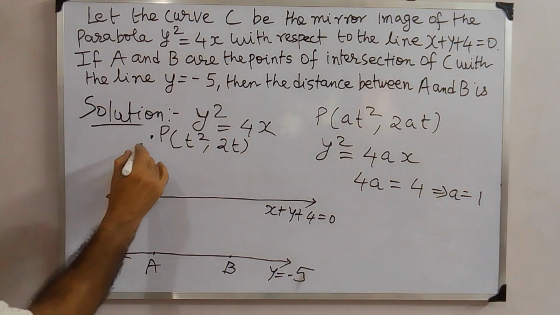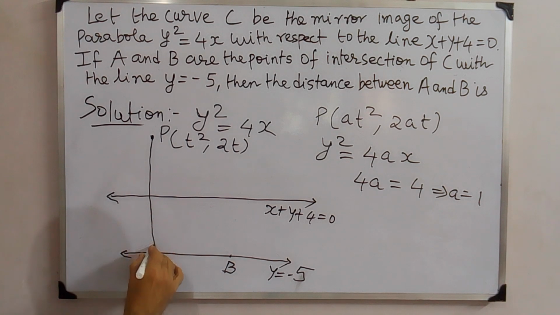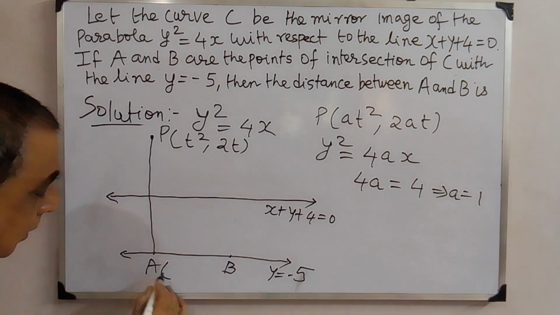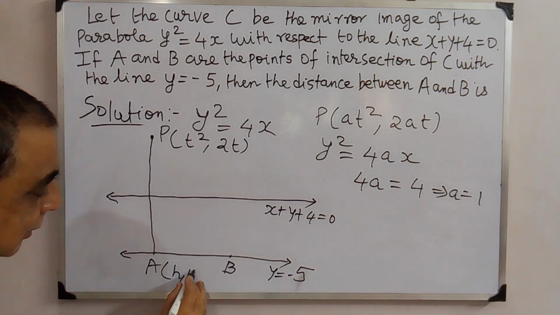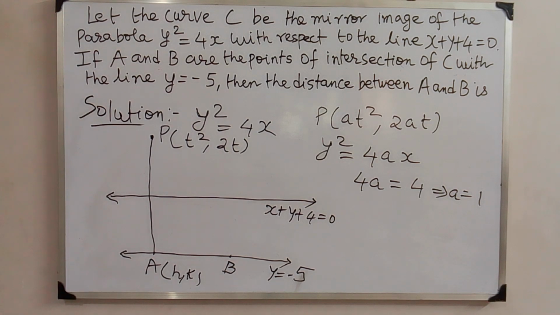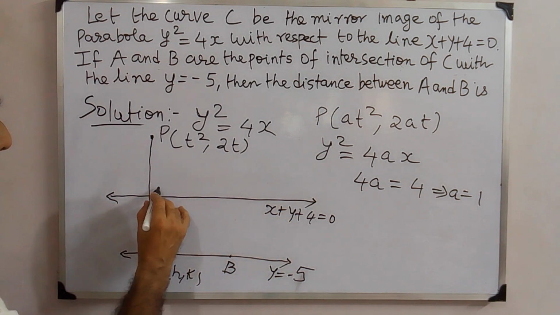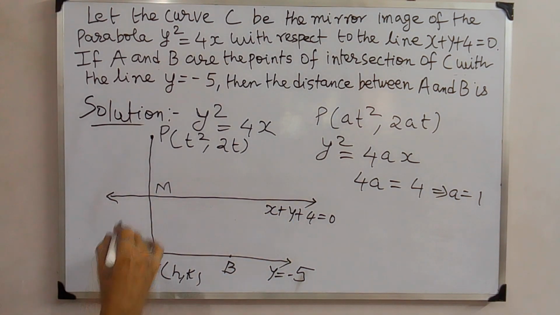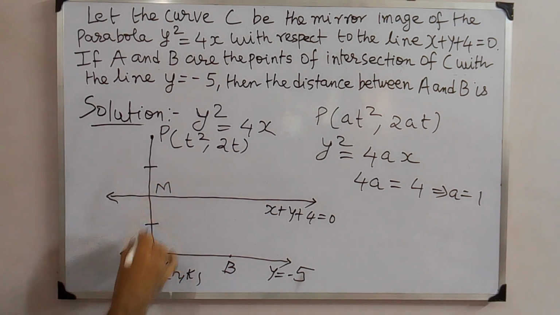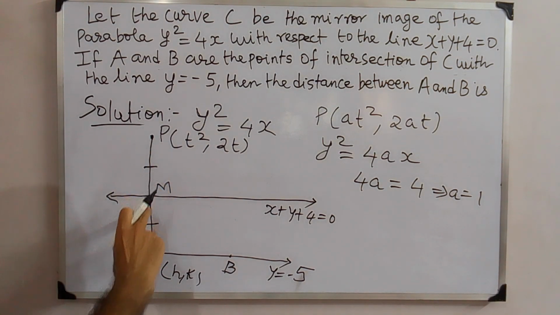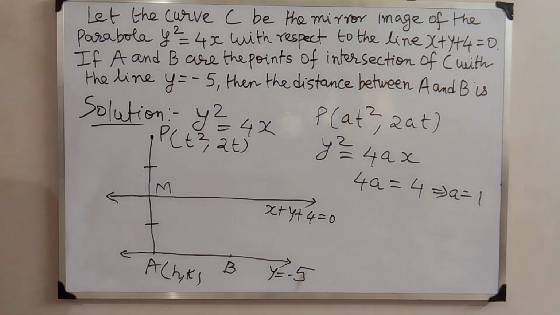We take the image of P as A, and we represent A with the coordinate (h, k). Now PA is cutting the mirror line, suppose at the point M. So PM will be equal to MA, because this is the property of the image: the distance of the object from the mirror is the same as the distance of the image from the mirror. So M is the midpoint of PA.